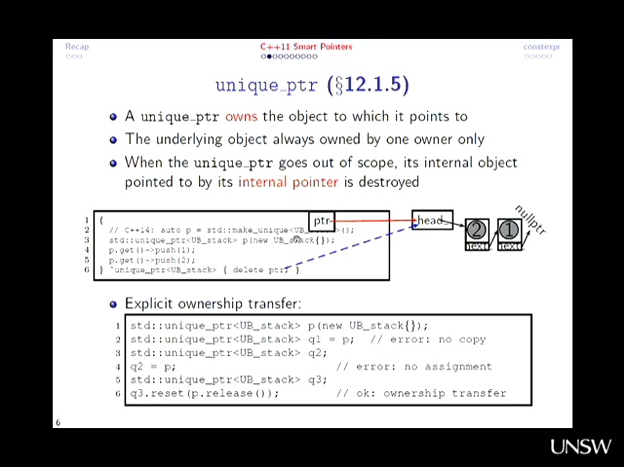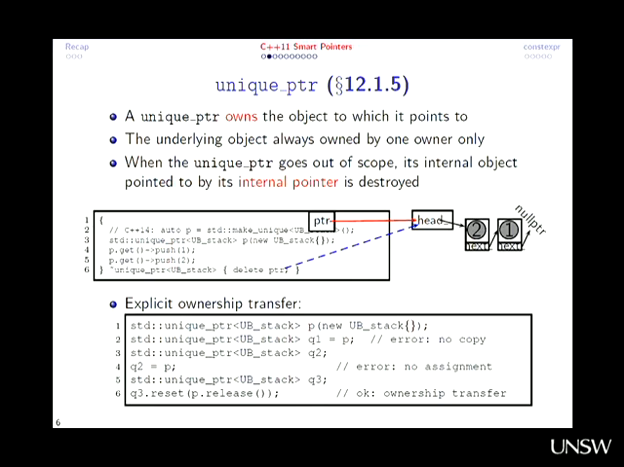Once we have wrapped this unnamed UBStack object into a unique pointer, we can then use the pointer like we'd use any other pointer. And so we can push to it, we can pull from it, and so on and so forth. When it goes out of scope, it's automatically deleted.